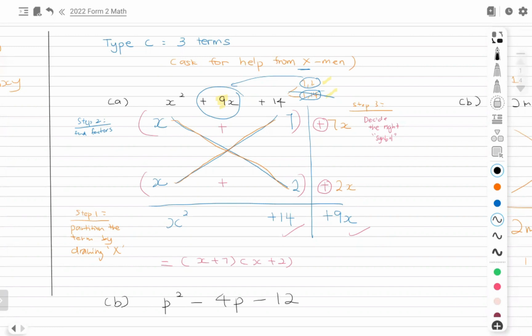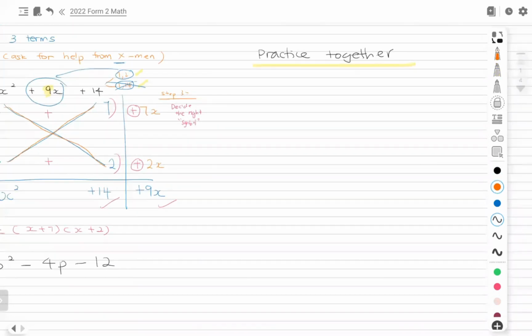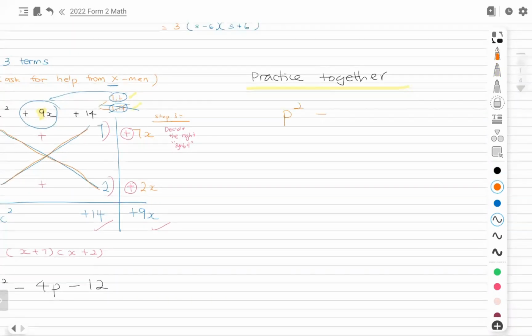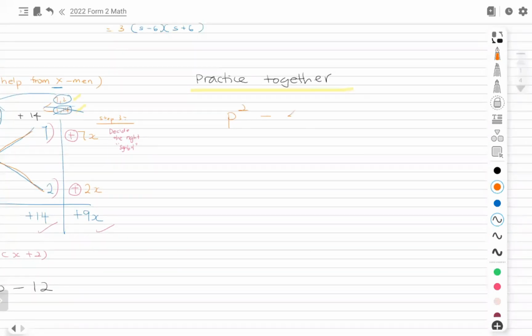So for factorization, your answer should be in brackets, in 2 brackets. So 3 terms, after you factorize, you will have 2 brackets. Okay, let's do this together. p squared minus 4p minus 12.